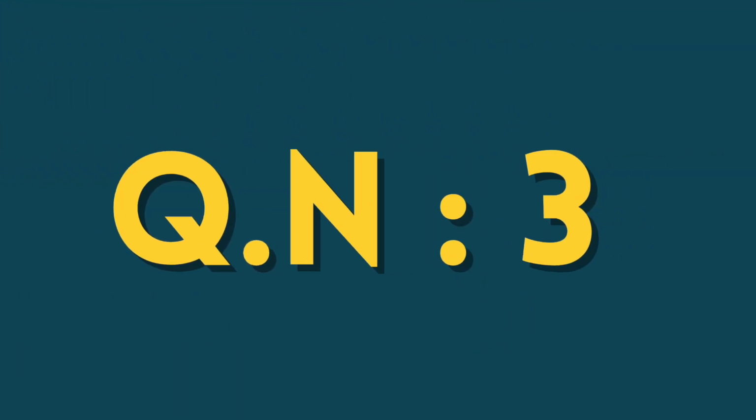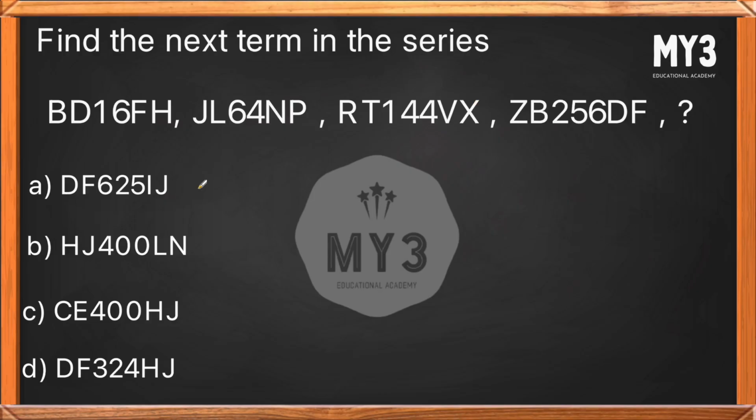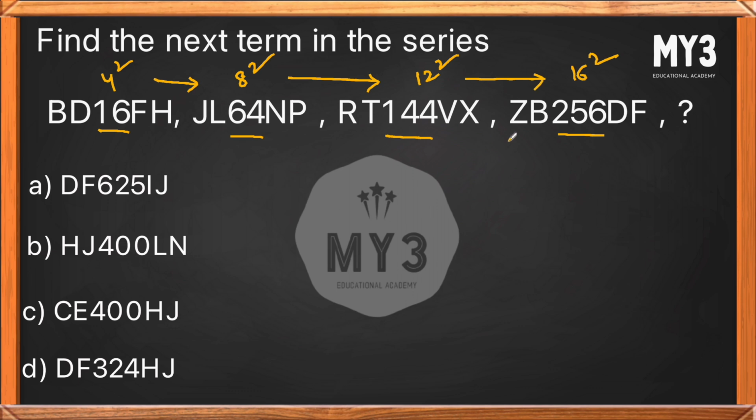Let's look at the question number 3. If you observe this question, there is a number 16, 64, 144, 256. What are these numbers? 4 square, 8 square, 12 square, 16 square. 4 plus 4 is 8, 8 plus 4 is 12, 12 plus 4 is 16. 16 plus 4 is going to be 20. 20 square should come in the middle. 20 square is how much? 20 square is 400. So you check which of the option is having 400 in the middle. So option B or option C is a possible answer choice.